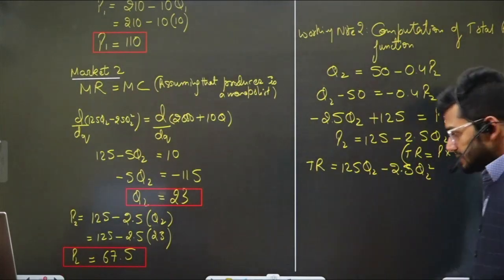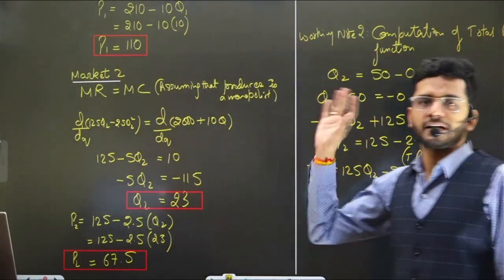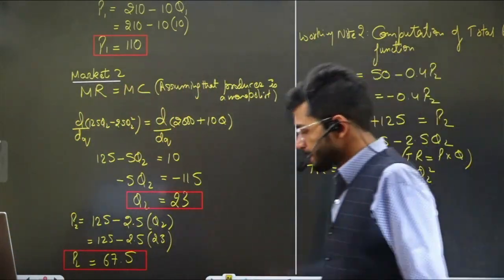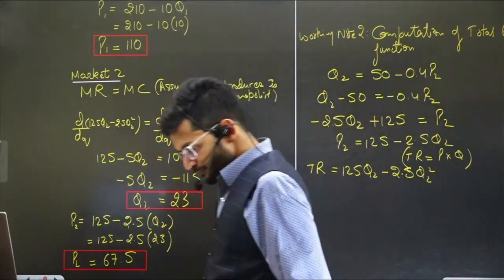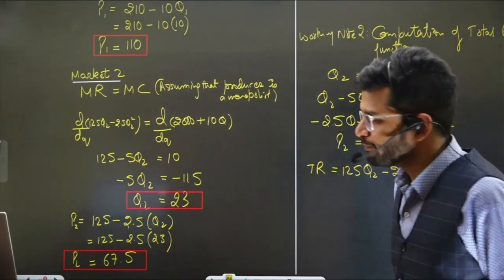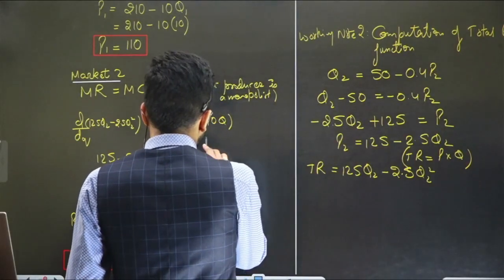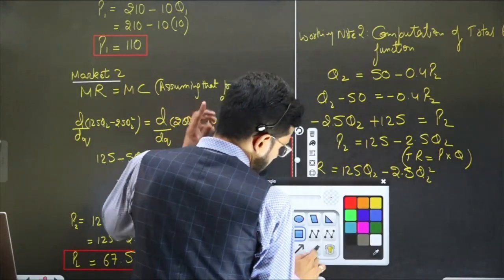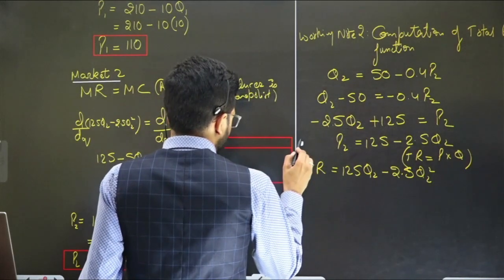Okay, so guys, if price discrimination is followed, then in markets 1 and 2, this is the quantity and price respectively. This is the answer to part A. So let's conclude. Hence, the profit maximizing output and price in each of the markets is given as under. So guys, draw a box like this.